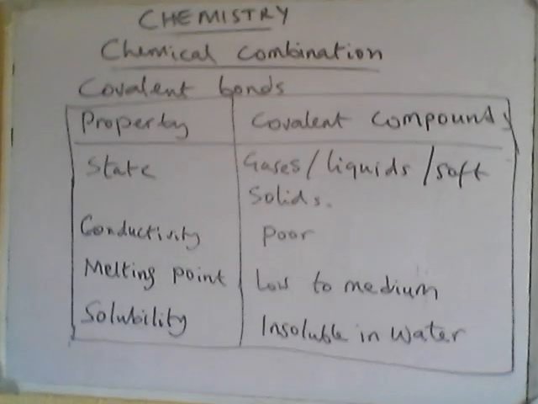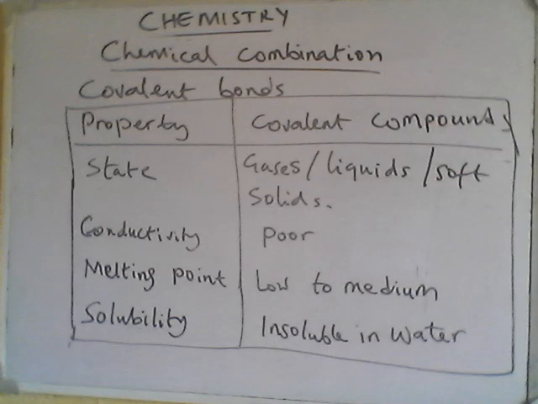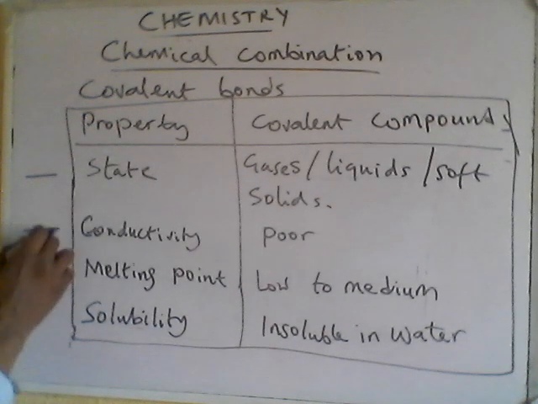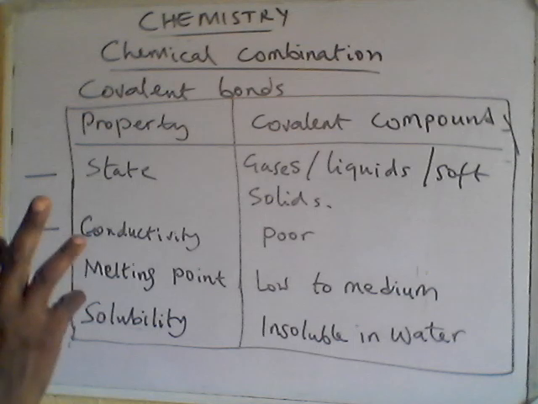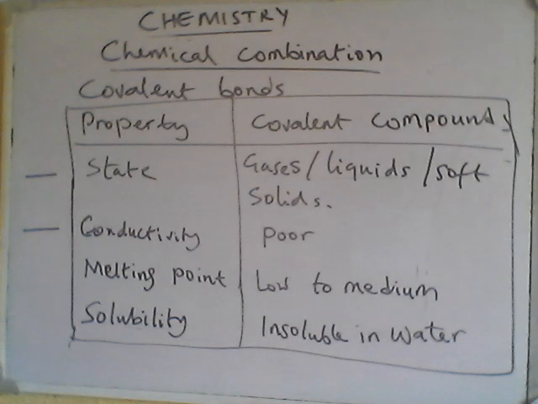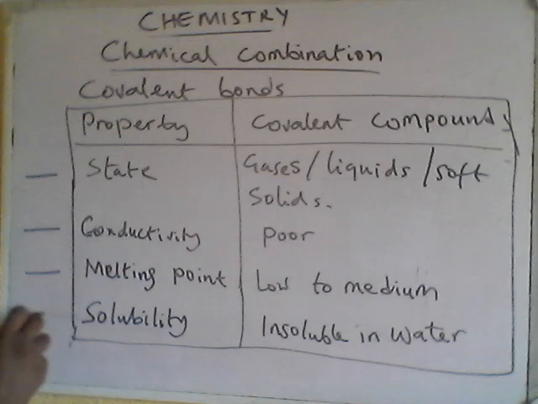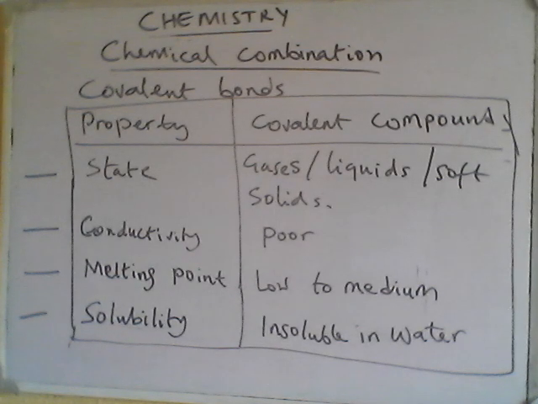Okay, so we go on to the properties of covalent bonds. For covalent bonds, the state is gaseous. It can also exist as liquid or soft solid. For conductivity, unlike the ionic or electrovalent bond, covalent bond is a very poor conductor. The melting point is from low to medium, and it is very, very insoluble in water.